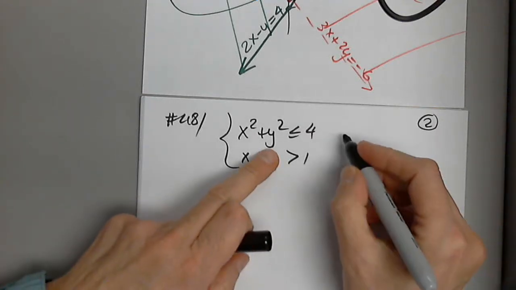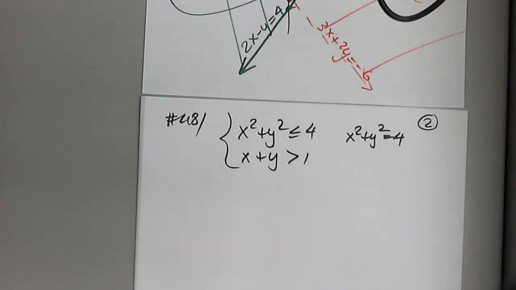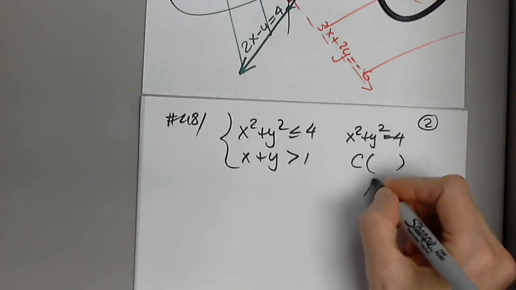Okay, so let's start with the first equation, x squared plus y squared equals 4. And I have to remember what this is. Circle. What is it? A circle. Very good. What is the center and what is the radius?